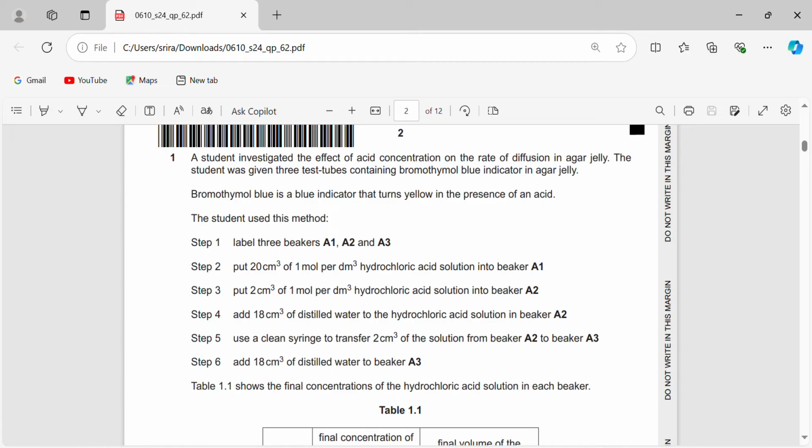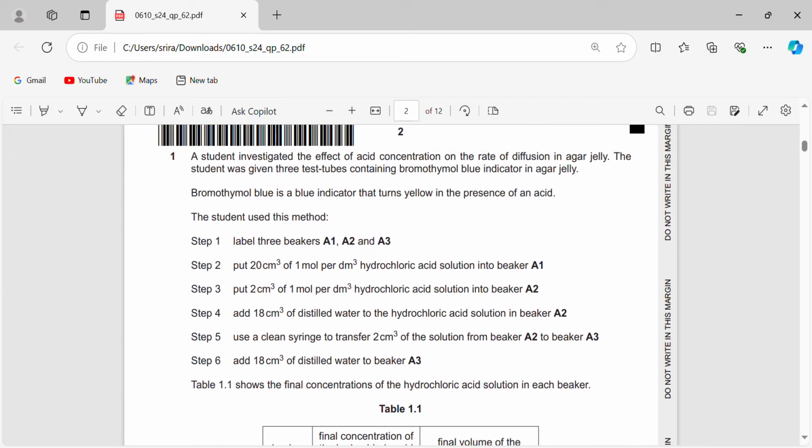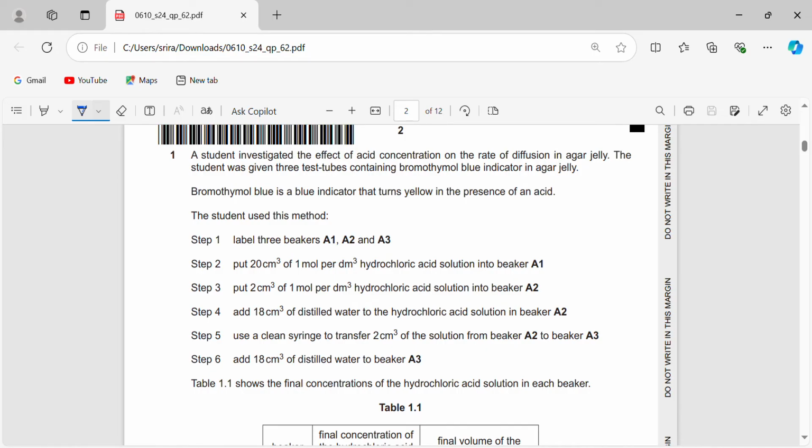So first, the first question always is the experiment and the table questions. Let's just read through this. A student investigated the effect of acid concentration on the rate of diffusion in agar jelly. The student was given 3 test tubes containing bromomethyl blue indicator in agar jelly. The important sentence is, it is a blue indicator that turns yellow in the presence of an acid. That's something we need to remember, it's going to be important. So let's just keep going down.